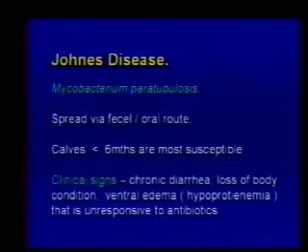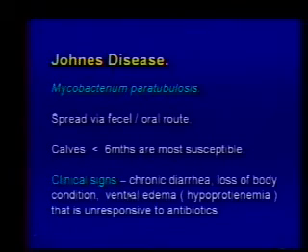Johne's disease, okay, Mycobacterium paratuberculosis. This is an important disease that the FDA, the Food and Drug Administration, now has a series of programs in dairy farms to try to control because it's very infective. It spreads via the fecal-oral route, so a cow that has Johne's disease, that has diarrhea, can contaminate other cows. Calves less than 6 months are most susceptible.